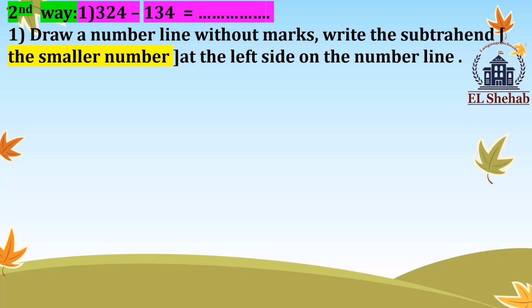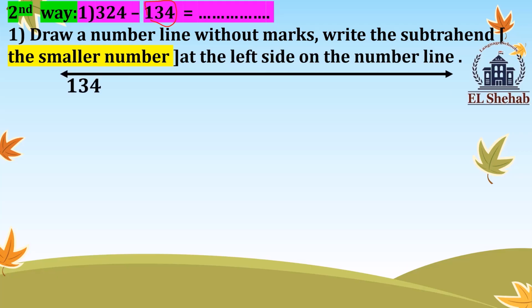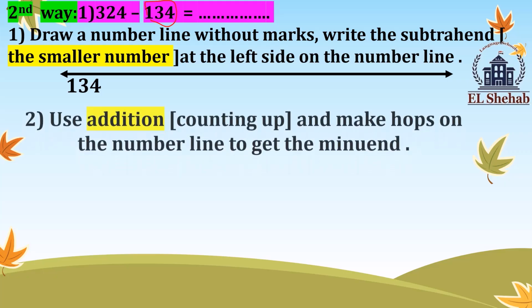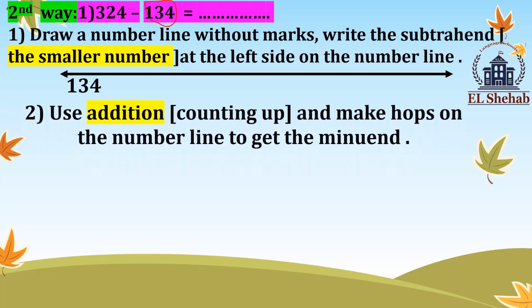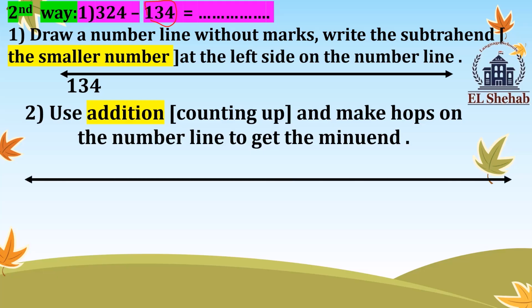Another example, but with counting on. What we will do, we'll draw a number line without marks, but we will start here with the subtrahend. Subtrahend is the small number in the subtraction problem. And then we will count on to reach the minuend or the big number. I will use the hops again.